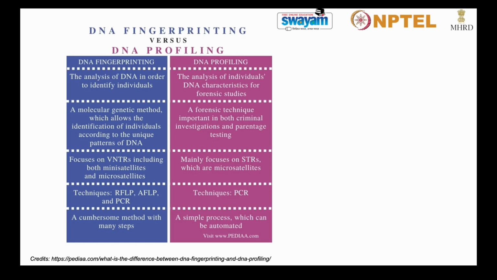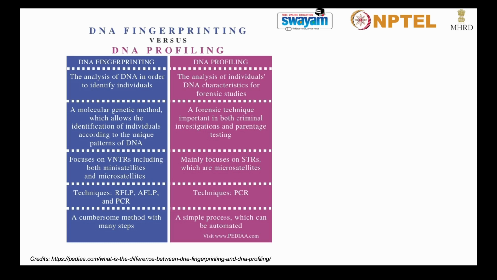For example, if you obtain DNA from a crime scene, then by comparing its bands with the suspects' bands, you can identify who is the criminal among the suspects. There are two different terms which are often confused: DNA fingerprinting and DNA profiling. They are not much different terms, they are only subcategories of one another.